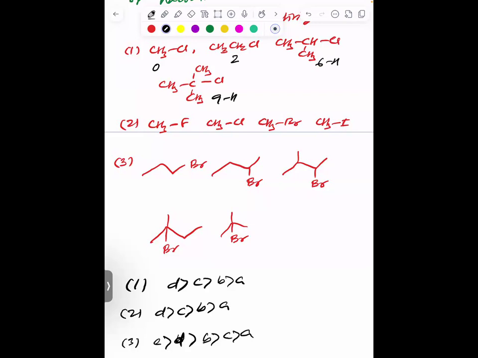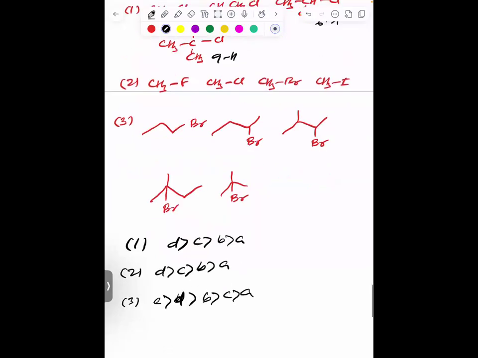In the second, all the alkyl groups are same, so reactivity depends on the leaving group. Better the leaving group, the more easily it can be released out, and more is the reactivity. The better leaving group order is iodide, then bromide, then chloride, then fluoride.